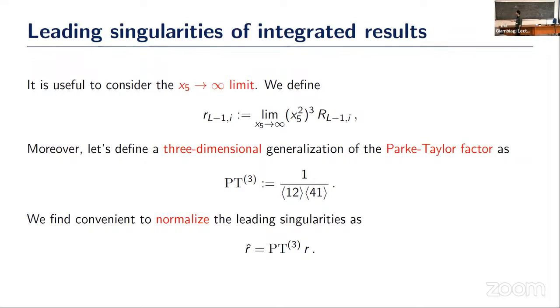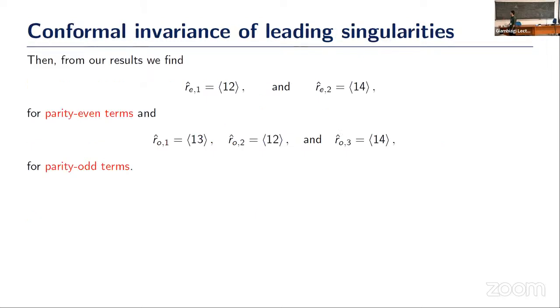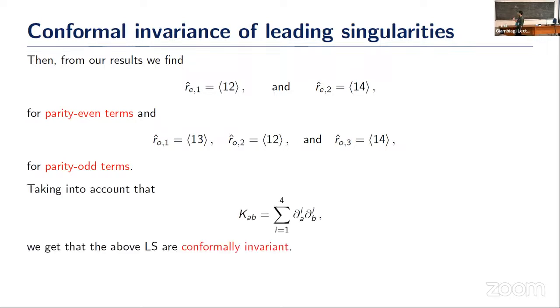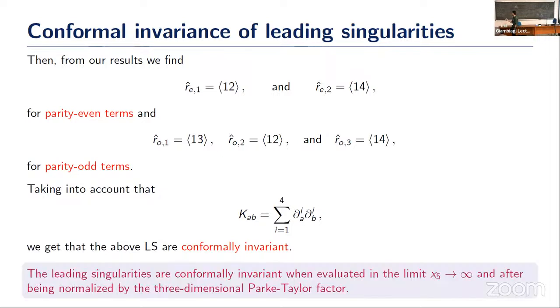Doing these normalizations and going to the x5 to infinity limit, we get that, at least up to the loop order that we computed, the Lie singularities of the integrated results look like this. And crucially, these expressions are invariant under the conformal generators. So we can say that in the x5 to infinity limit, and normalizing the Lie singularities by the three-dimensional Parke-Taylor factor, we obtain conformally invariant expressions.